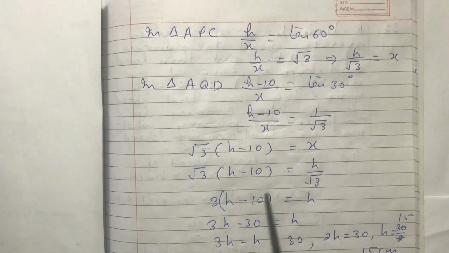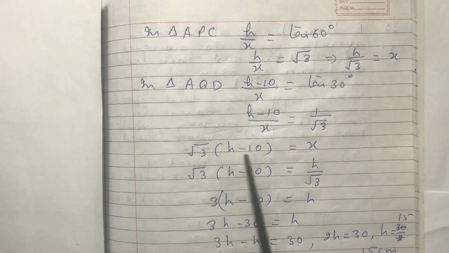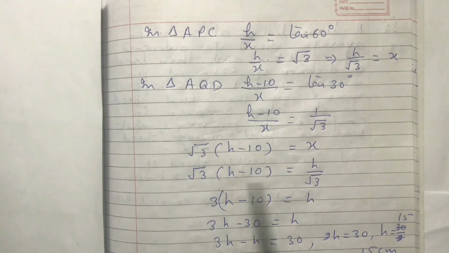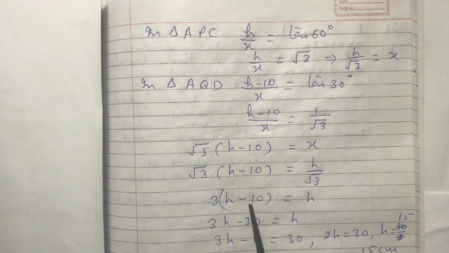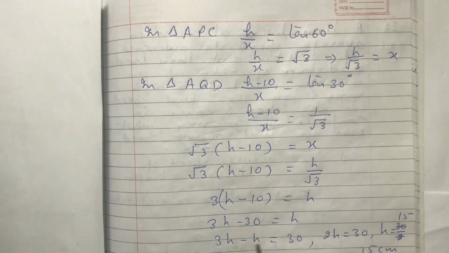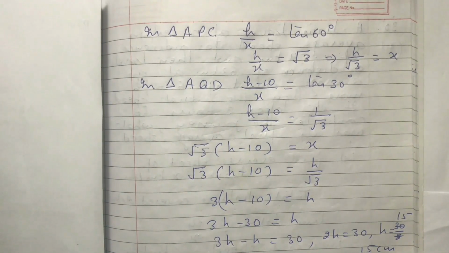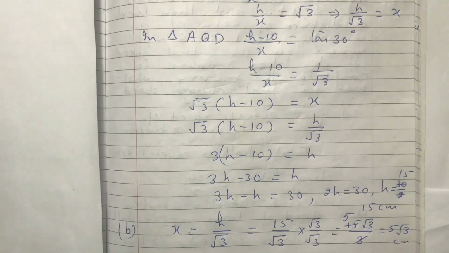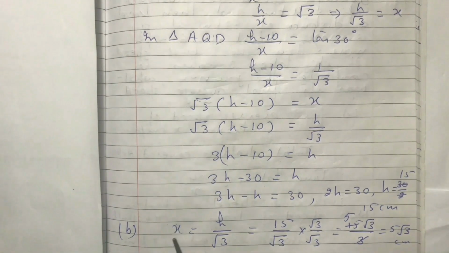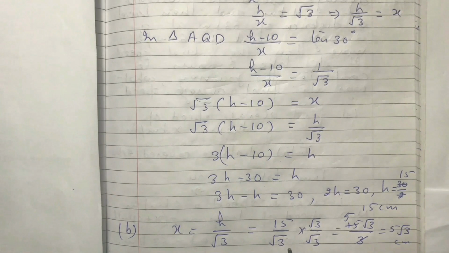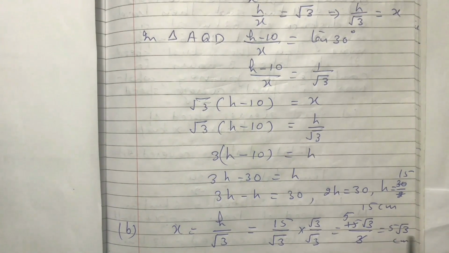Cross multiply it. I'll get root 3 times h minus 10 is equal to x. Instead of x, write h by root 3. Cross multiply it. You will get 3 times h minus 10 is equal to h. 3h minus 30 is equal to h. Find the value of h, which will come out to be 15 centimeter. So height is equal to 15 centimeter. So that is the first answer. The second answer, B, we have to find the value of x. So x is equal to h by root 3. Substitute the value of h, which is 15 by root 3. Rationalize it. You will get 5 root 3.